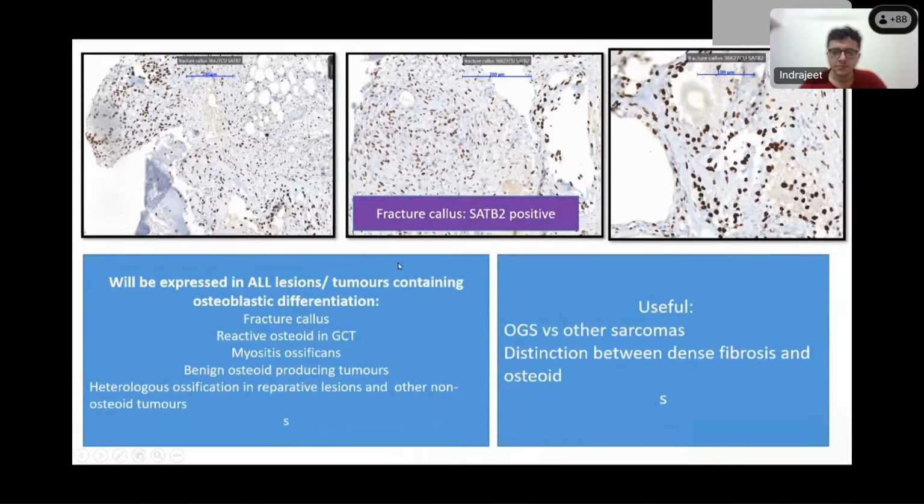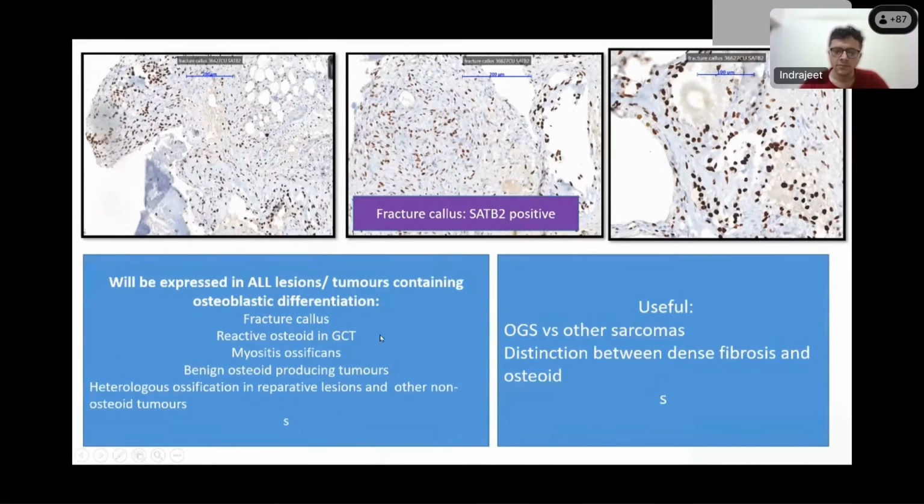Now, coming to the SATB2 immunohistochemistry at this stage. What is SATB2? This is a protein expressed in all lesions or tumors which contain osteoblastic differentiation. So it will be expressed in lesions like fracture callus, reactive osteoid in giant cell tumor of bone, myositis ossificans, which has lots and lots of bone, benign osteoid producing tumors like osteoblastomas, heterologous ossification in reparative lesions, and other non-osteoid producing tumors. And of course osteosarcomas.